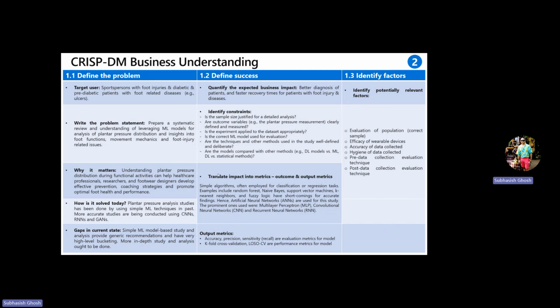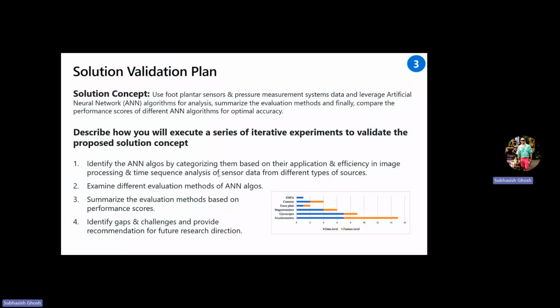So these are important. We have developed a solution validation plan where we have planned to execute a series of what we call iterative experiments. They're divided into four steps. First is to identify the correct ANN algorithm. And how do we do that? By categorizing them based on their application and efficiency in image processing and time sequence analysis of sensor data, and by bucketing different types of sources. So we are aiming for EMGs, cameras, force plates, magnetometers, gyroscopes, and accelerometers.